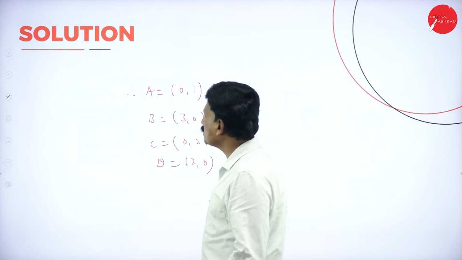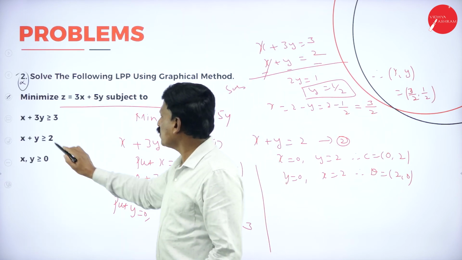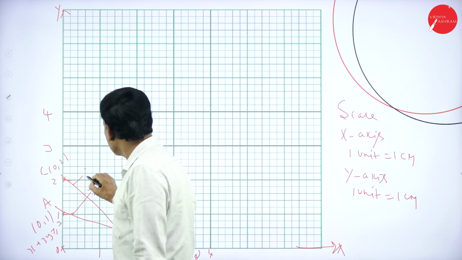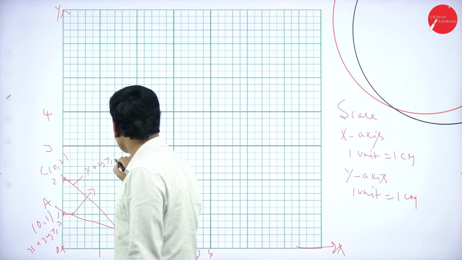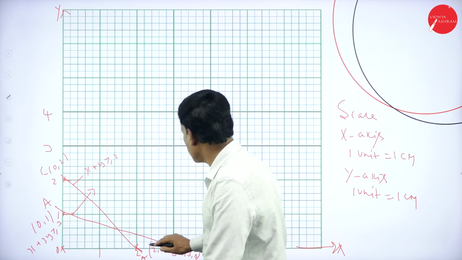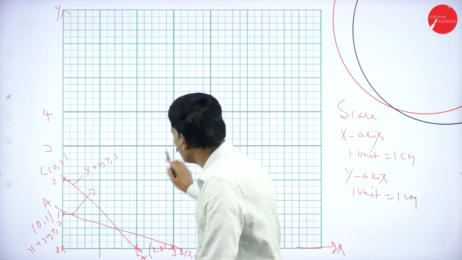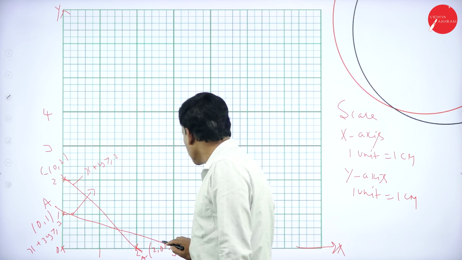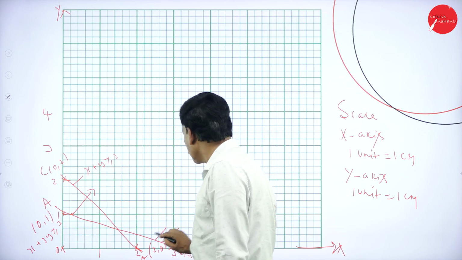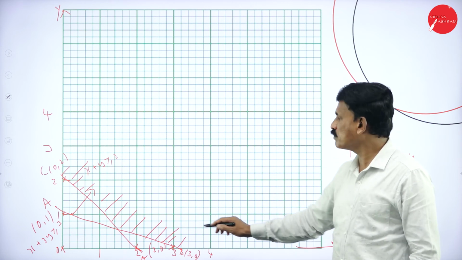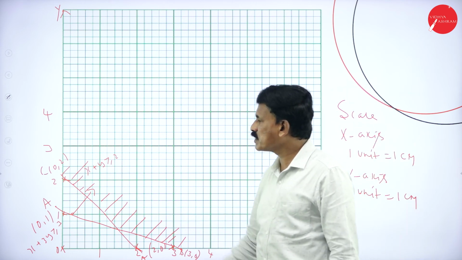Now what is the equation given? x plus y is greater than or equal to 2. That means x plus y greater than or equal to 2 is away from the origin. So you are going to get this as the feasible region, an unbounded region. This is the feasible region for this.